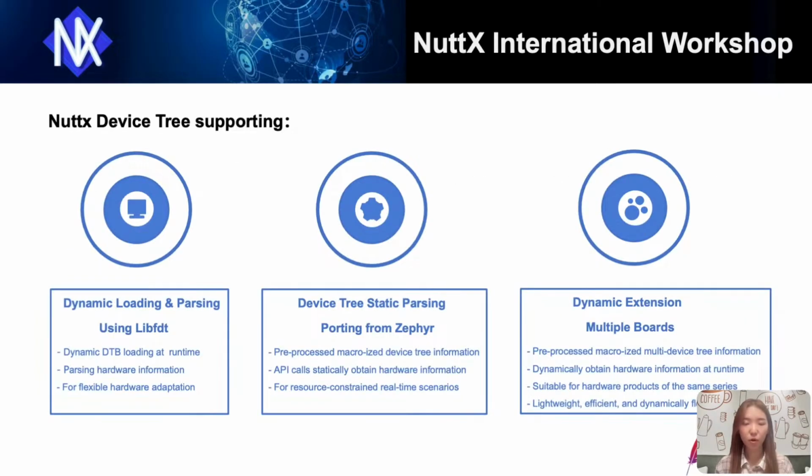NuttX currently supports 2 device tree processing features to meet hardware adaptation needs in different application scenarios. First, look at the left section, device tree dynamic loading and parsing. NuttX uses the libfdt library to handle FDT, which is highly suitable for flexible hardware adaptation. It allows dynamic loading and parsing of hardware description information at runtime without the need to recompile the kernel.